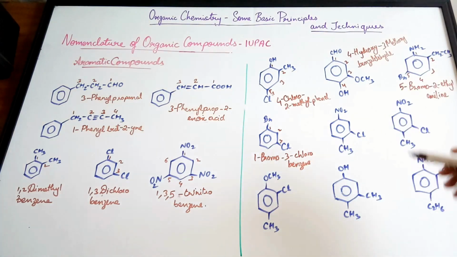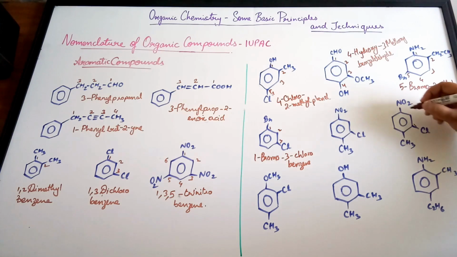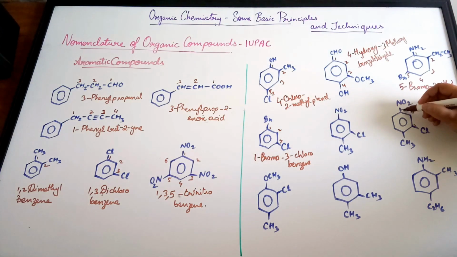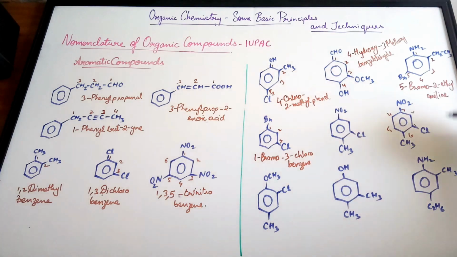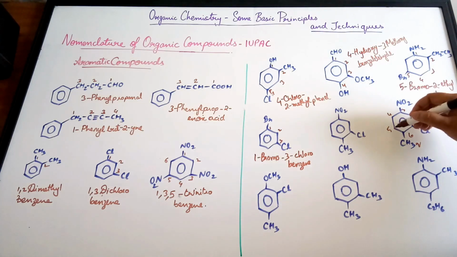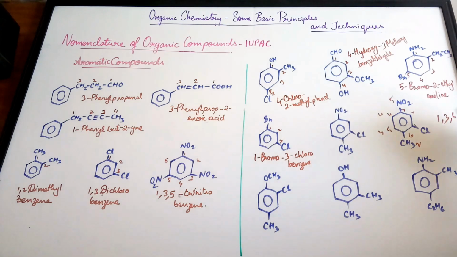And the next one, here notice I've written the same compound twice. So here let's start from chlorine. This is chlorine, this is methyl, nitro. Obviously chlorine has to get the least position. So 1, 2, 3, 4, 5, and 6. That means our chlorine is in the first position, nitro is in the third, and methyl is in the 6th. Suppose we go in this direction, this becomes the second position, third, fourth, this will be the 5th. So you have 1, 2, and 5.